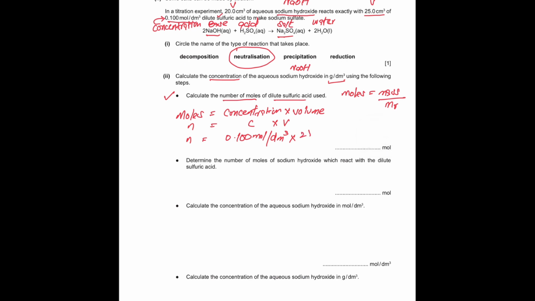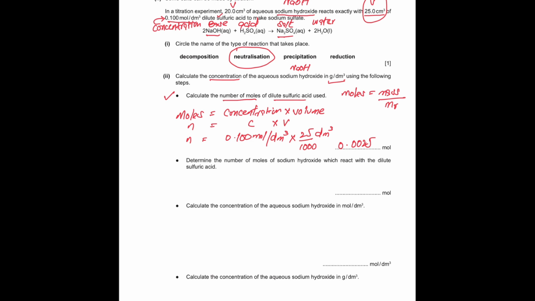So here's the volume, but look at the volume. Its unit is centimeter cube. So you have to convert centimeter cube into decimeter cube by dividing by 1000. Now it's converted to decimeter cube, and now you can solve it. After solving this, it becomes 0.0025 moles.